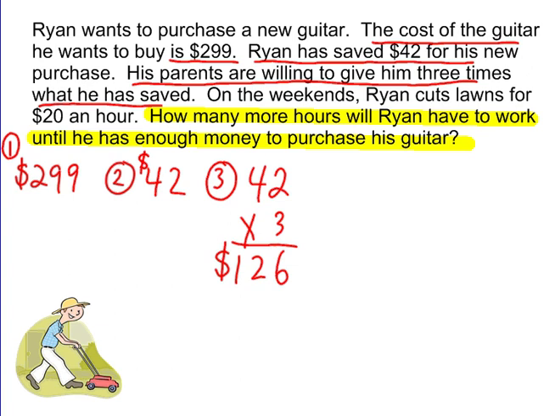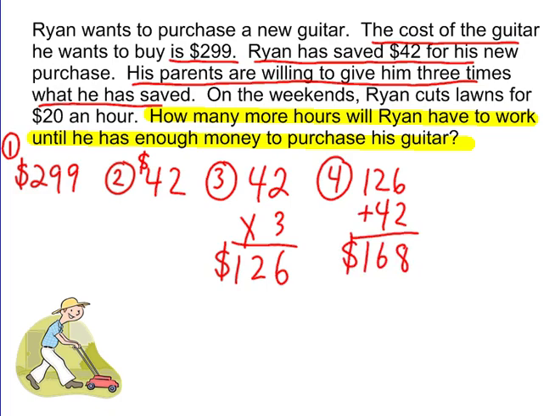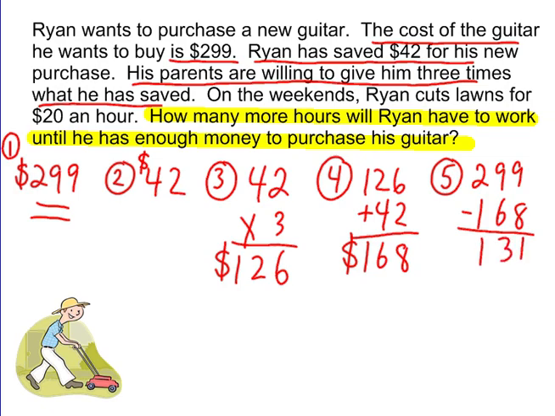All right, well, what's that bring us to here? Let's take the $126 that his parents are going to give him. Let's take the $42 that he already has saved. He's got $168 saved. All right, does he have any more money? No, he doesn't. So let's figure out how much he needs then to purchase that guitar. So the cost of the guitar is $299. And he's got $168 saved. So we're going to subtract and see how much more money he needs. He needs $131. Now, how in the world is he going to come up with that?